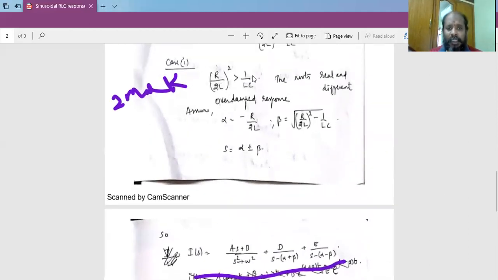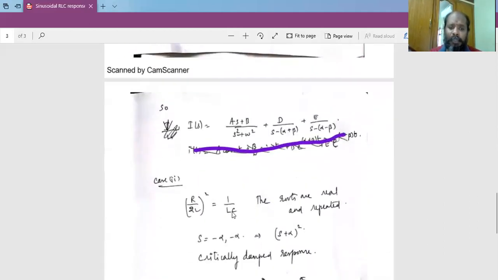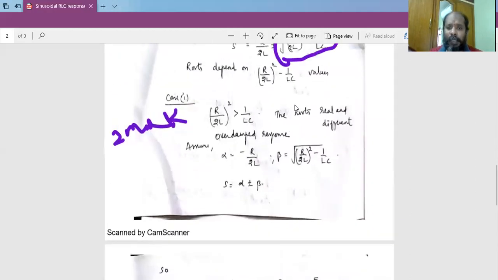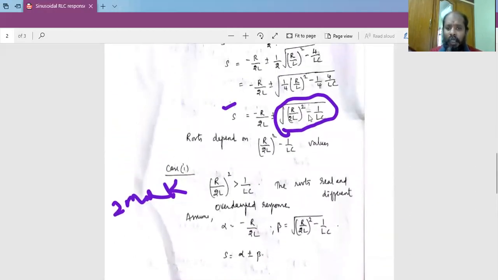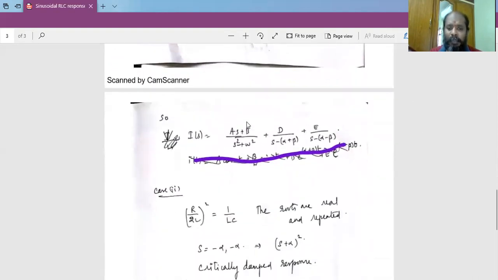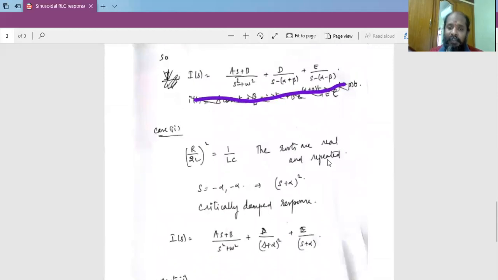First case, it is greater than 1 by LC. The second case is equal to 1 by LC. In this case, if you make this factor equal, then you will get 0 for this. This factor becomes 0 because both are equal, so 1 minus the other will become 0. So the only remaining thing is minus r by 2l. So the same root will be repeated. So the roots are real and will be repeated.